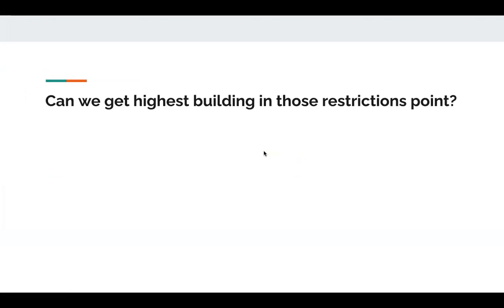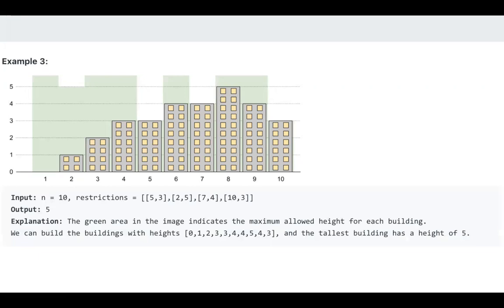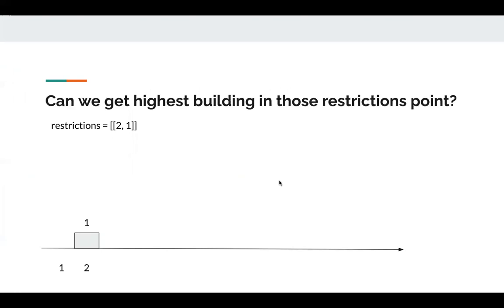So the first question coming to our mind is, can we get the highest building at those restriction points? For example, at points 5, 7, 10, can I know what's the highest building in this position? Okay, let's take a look at one simple example. If we only have one restriction, 2 and 1, we know the height of 2 must be at most 1, right? So the height of 2 is 1. The highest building at point 2 is 1.